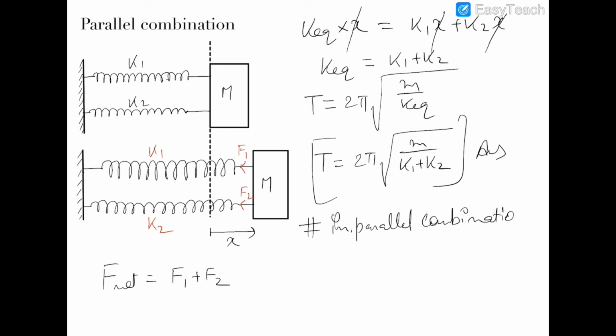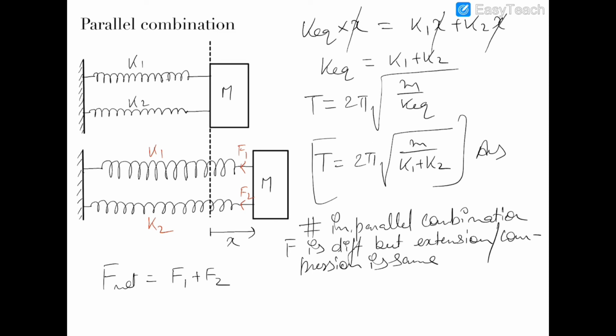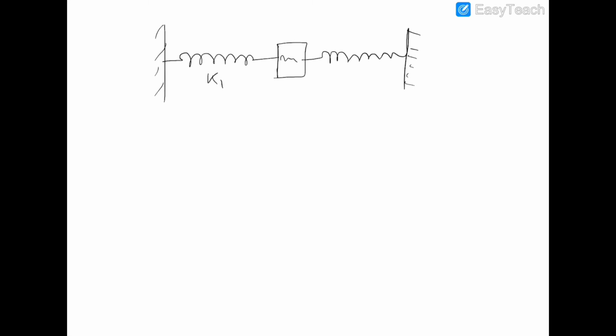In parallel combination, F is different, but extension or compression is same in both the springs. And sometimes the question of parallel combination is seen like this: this is a spring, this is a block, and there is another spring connected like that. So many students get confused in these kinds of questions about which type of combination this is.